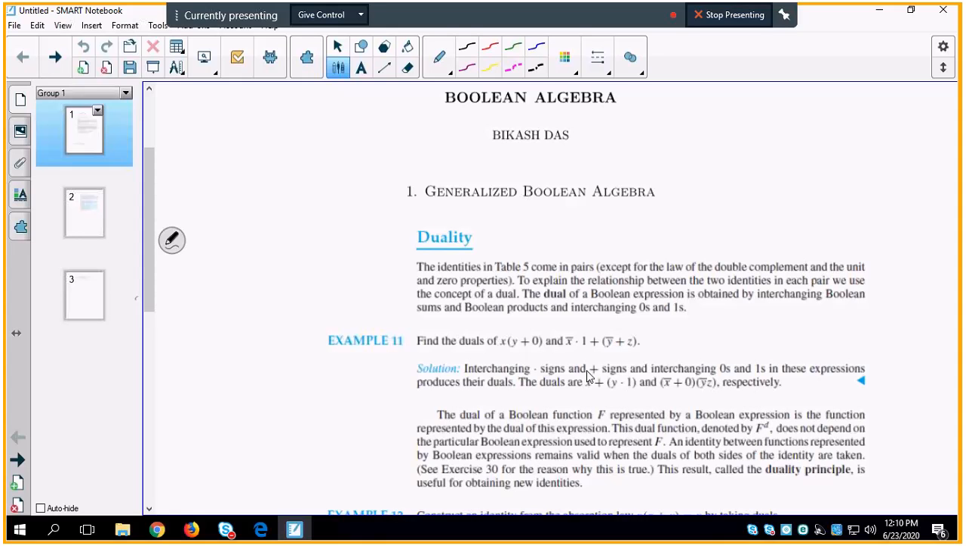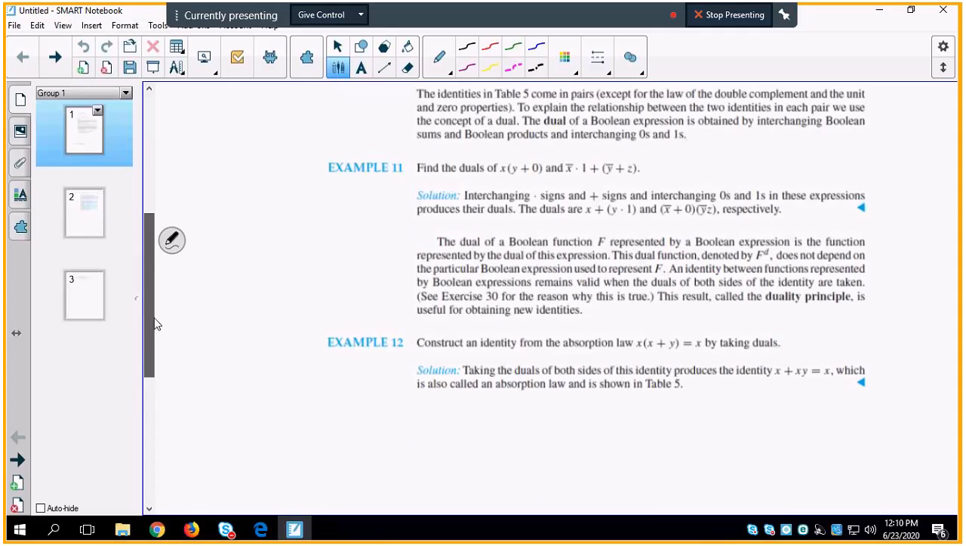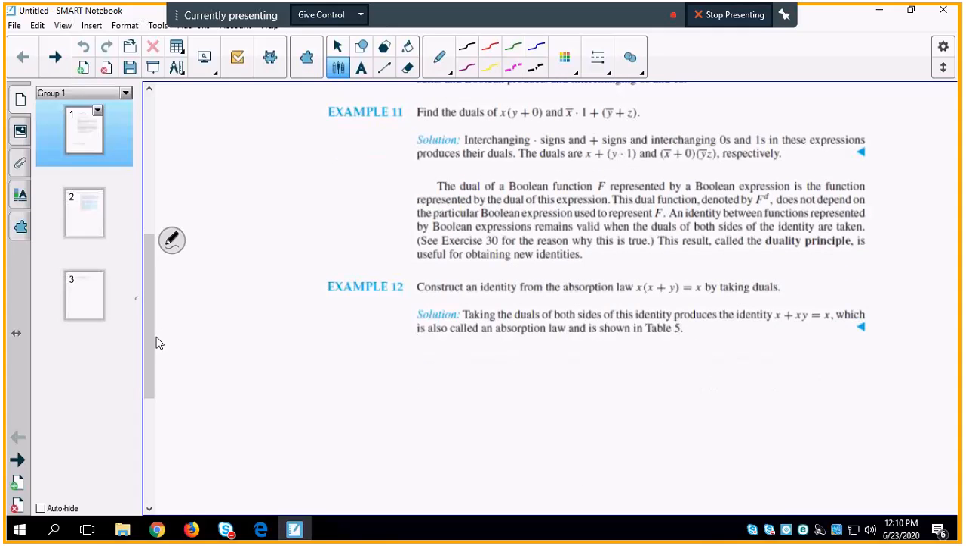So as long as we keep that in mind, finding the dual of a Boolean expression or a Boolean function is not at all difficult. So we're going to start with example 11. It's finding the duals of x times y plus 0 and x bar dot 1 plus y bar plus z. As we have talked about, the location of x, y and 0 will be the same. The only change is you will change dot to a plus and plus to a dot, and zeros will be changed to 1 and ones will be changed to 0.